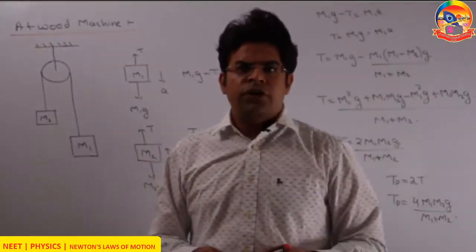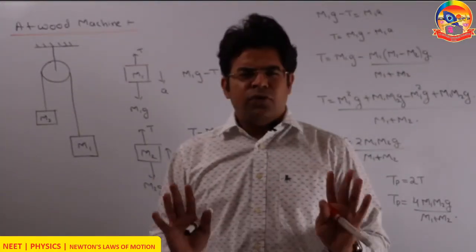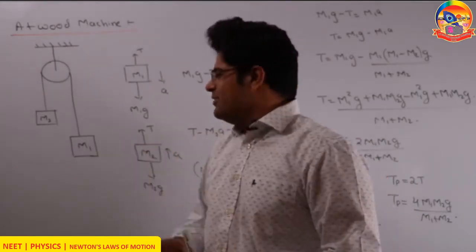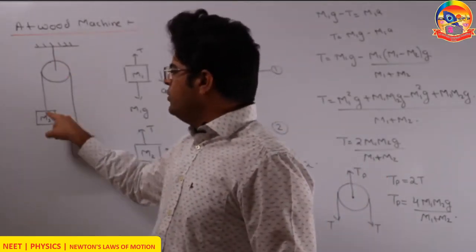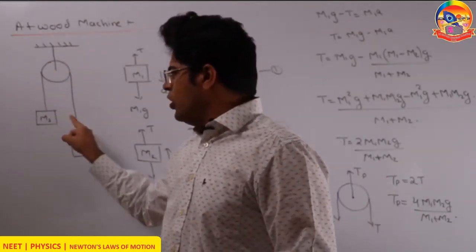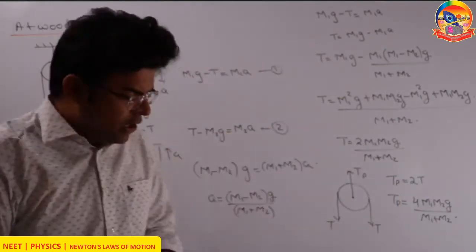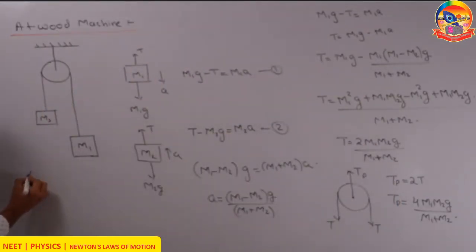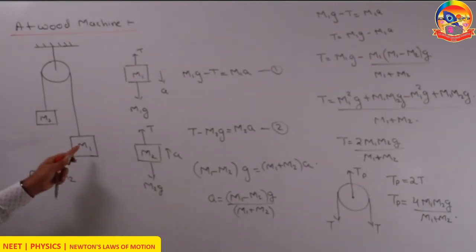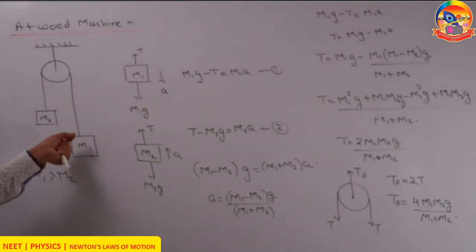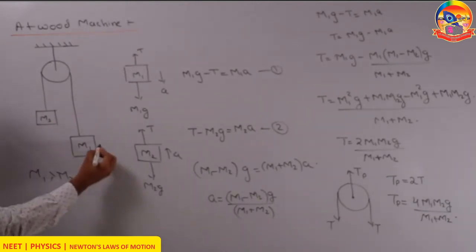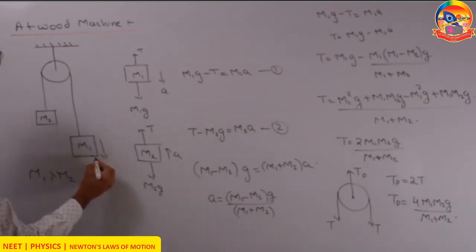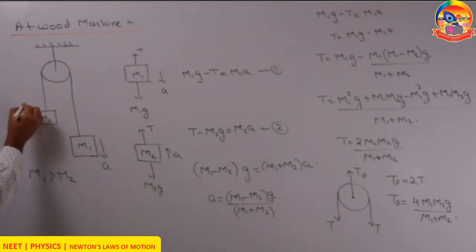So now we will talk about the Atwood machine. Atwood machine is not a machine as such, but it's called so. A pulley connected with a string with two blocks is called an Atwood machine. Now let's say the mass M1 is greater than M2. If mass M1 is greater than M2, we know that M1 will accelerate down, M2 will accelerate up. Let's say the downward acceleration of M1 has magnitude A and the upward acceleration of M2 has magnitude A.